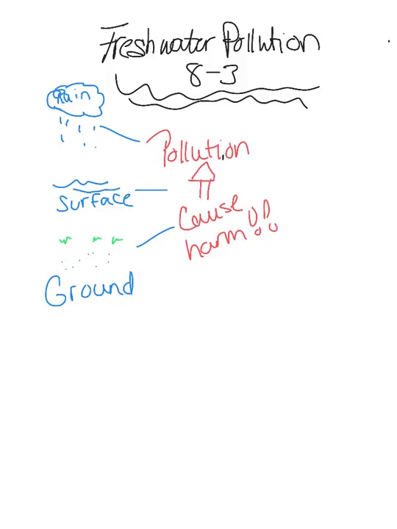And there's 3 ways that we can get affected by the pollution. We can eat contaminated foods. We can drink contaminated or polluted water. And we can swim or bathe in polluted water.